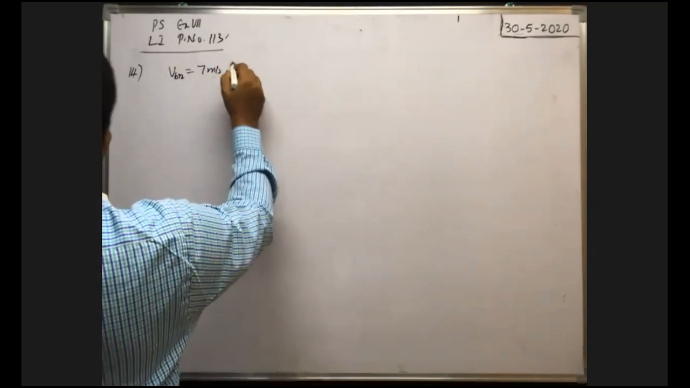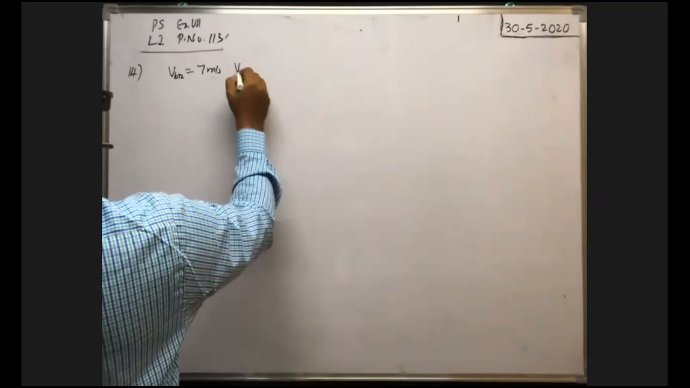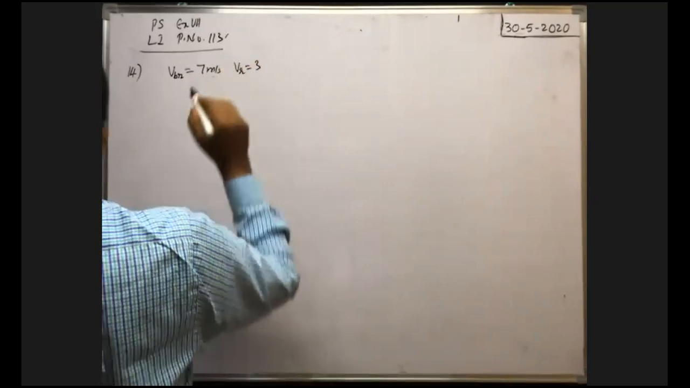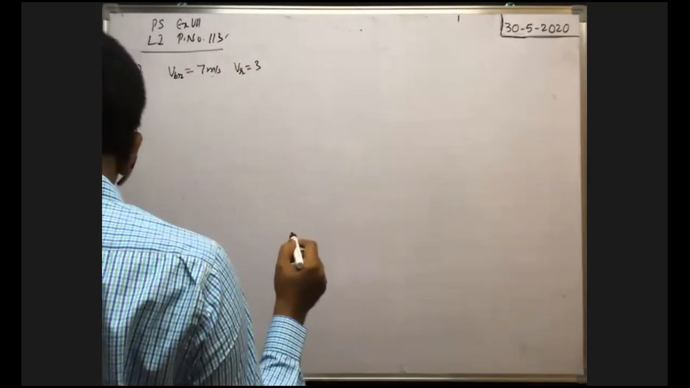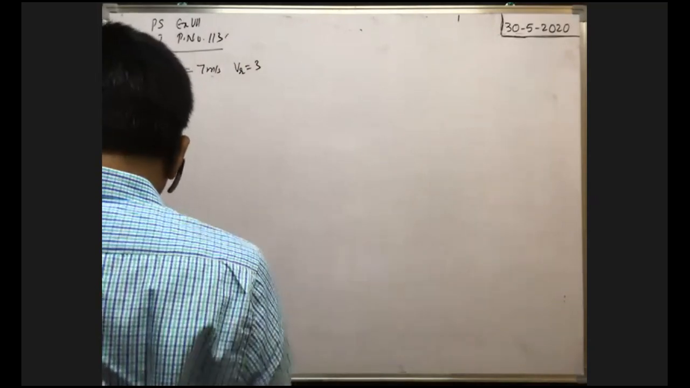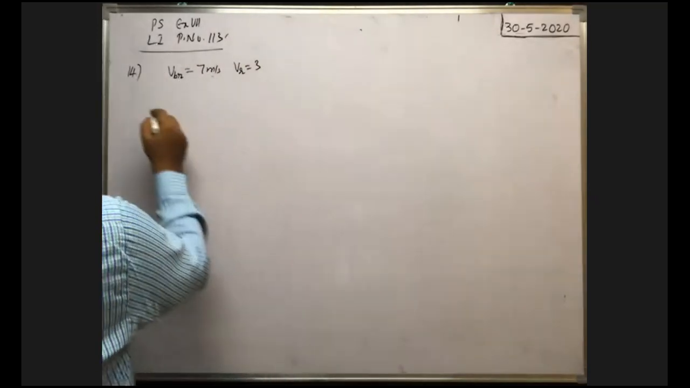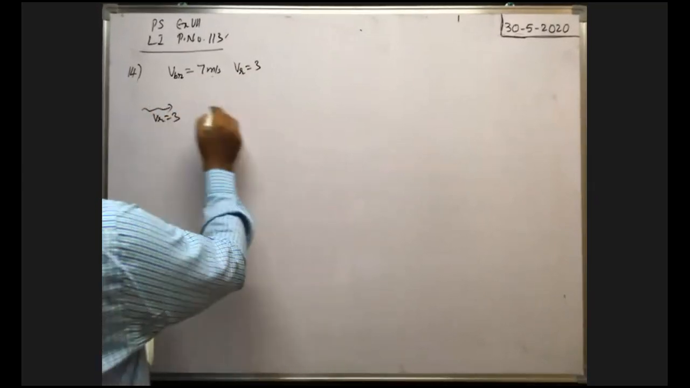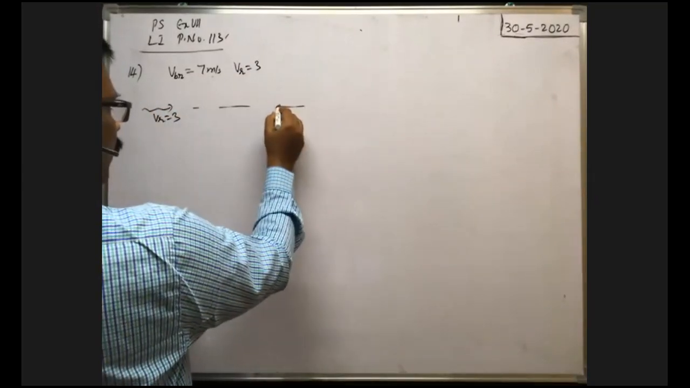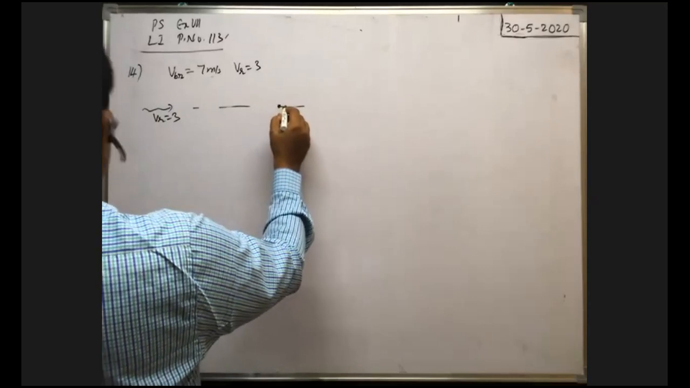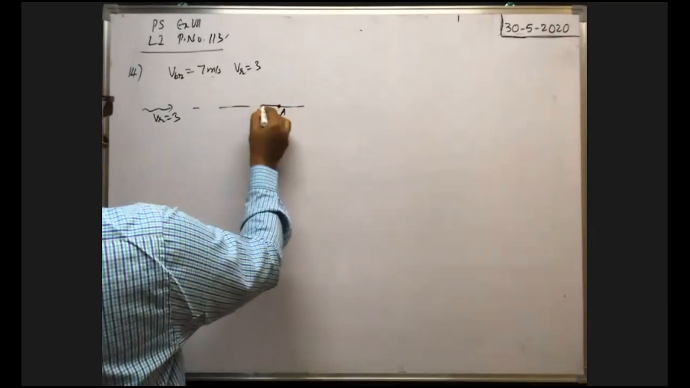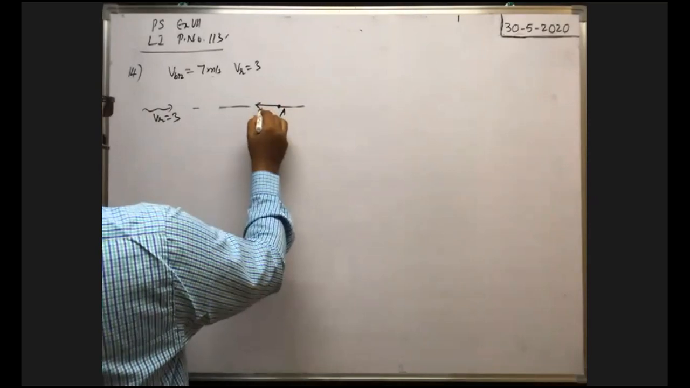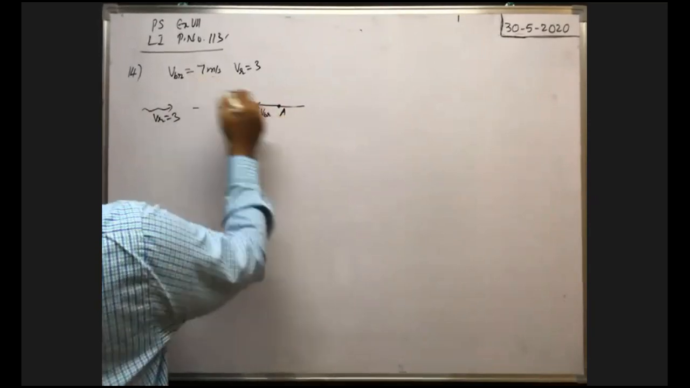And velocity of the river is 3 meters per second. That means velocity of the river VR is equal to 3 meters per second. When the boat starts moving upstream, a float was dropped from it. Suppose the river is flowing with a velocity VR equal to 3 in this direction. But when the boat travels upstream, suppose the boat travels from the point A, upstream means in this direction. The boat travels upstream with a velocity VBR in this direction.